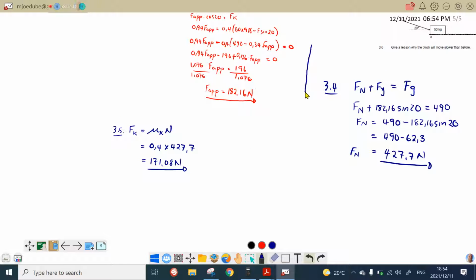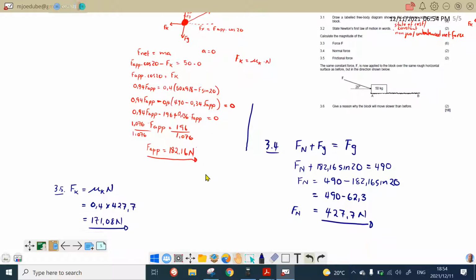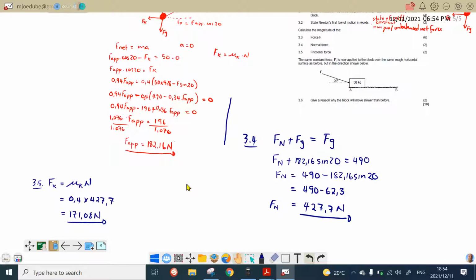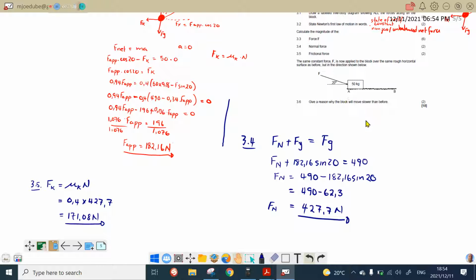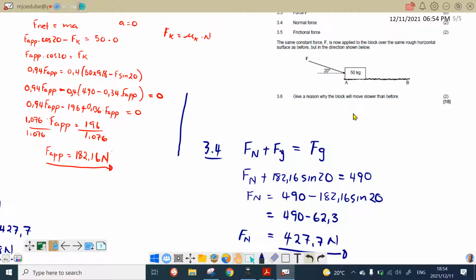This kinetic friction acting on the object is equal to 171.08 newtons. Then the last part that is asked is: the same constant force is now applied to the block over the same horizontal surface as before, but in the direction that is shown below. Give a reason why the block will move slower than before.